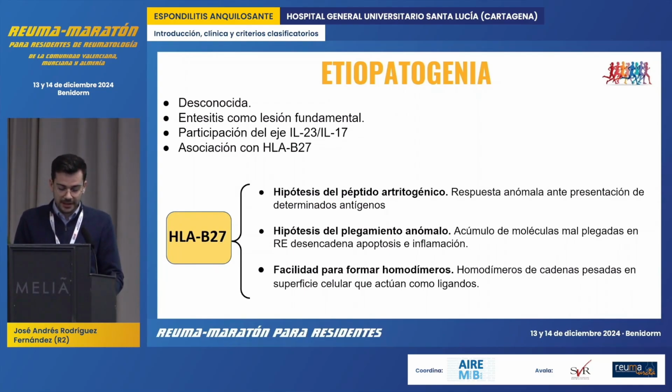Although to date, clear evidence of molecular mimicry has not been demonstrated. Another hypothesis is the abnormal folding caused by HLA-B27, as it folds slowly and often incorrectly in the endoplasmic reticulum. This leads to accumulation in the cell's endoplasmic reticulum and activation of the UPR genes, resulting in apoptosis, inflammation, and the production of inflammatory cytokines. And the third hypothesis that is gaining traction is the ease with which this HLA forms homodimers of heavy chains. These accumulate on the cell surface and can act as antigen-presenting molecules that function as ligands. This would also trigger an excessive immune response.